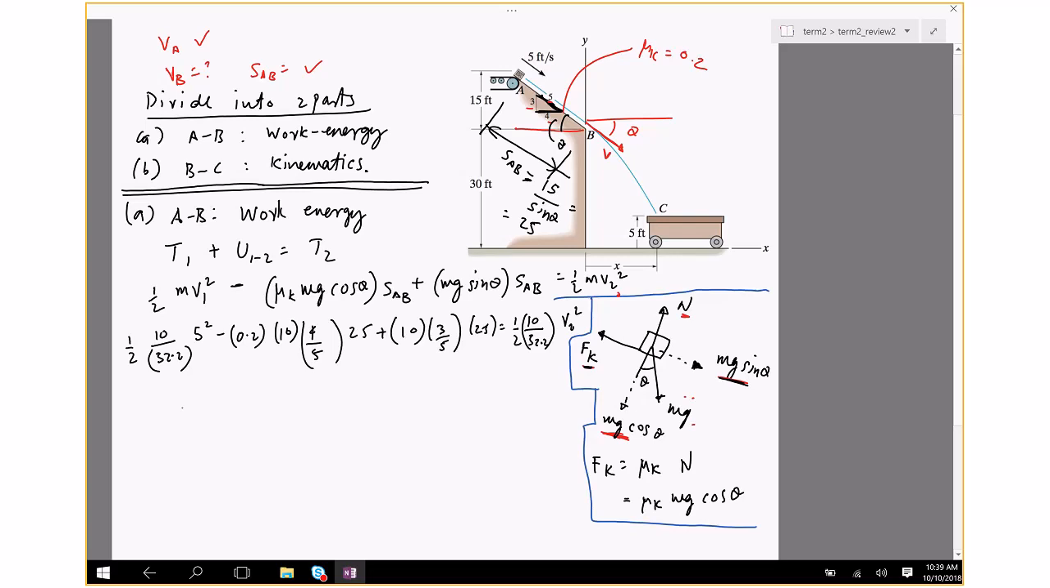Okay, the only unknown is V2, which is the velocity at B. So this is V2. V2 equals 27.08 feet per second. We don't need that really.